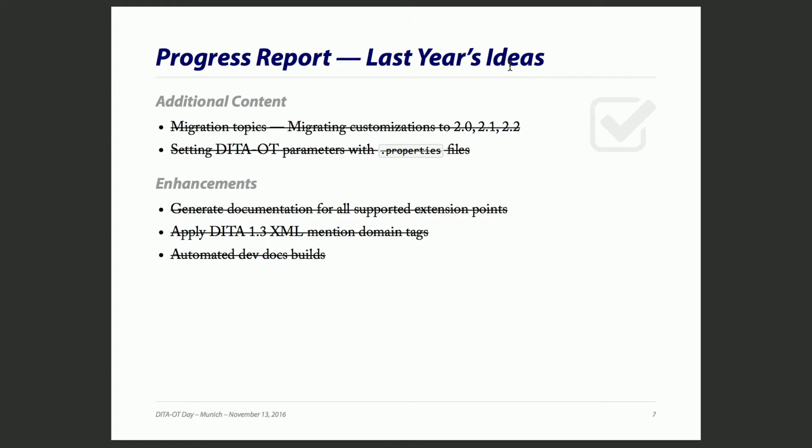So, a progress report on last year's ideas. Migration topics I mentioned, parameters topics, generating the documentation for the extension points. We went through and used the XML mention domain for everything, and the automated builds.